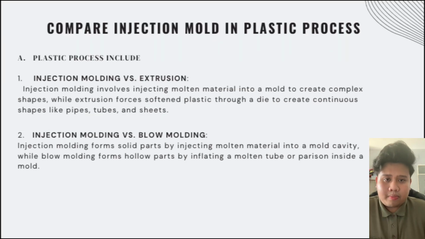Compare injection molding with other plastic processes. First, injection molding versus extrusion. Injection molding involves injecting molten material into a mold to create complex shapes, while extrusion forces softened plastic through a die to create continuous shapes like pipes, tubes, and sheets. Number 2, injection molding versus blow molding. Injection molding forms solid parts by injecting molten material into a mold cavity, while blow molding forms hollow parts by inflating a molten tube or parison inside a mold.